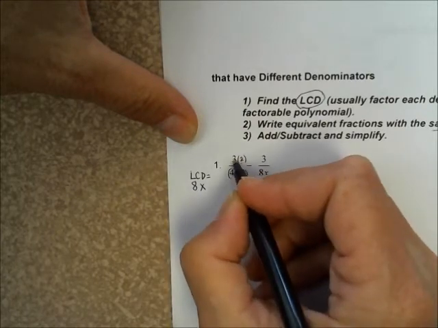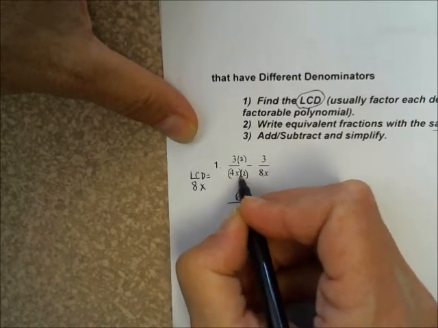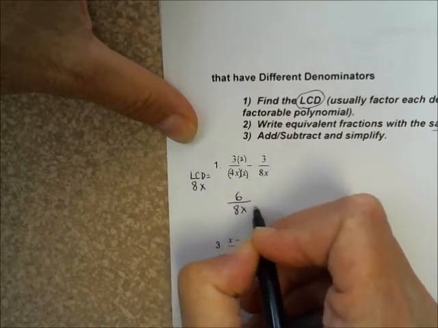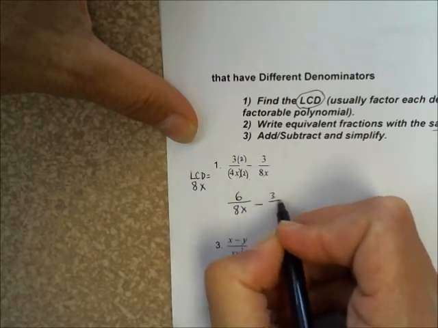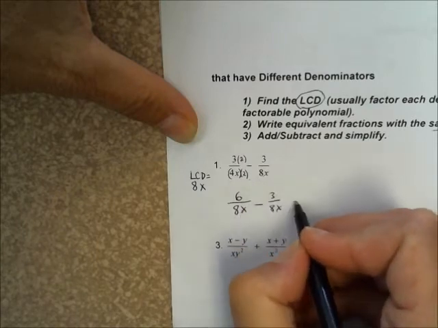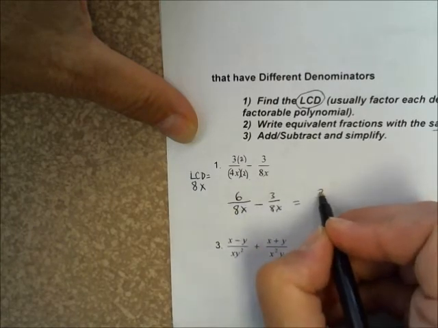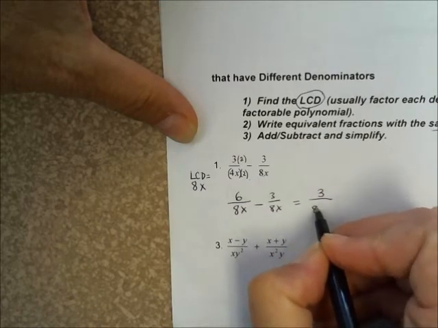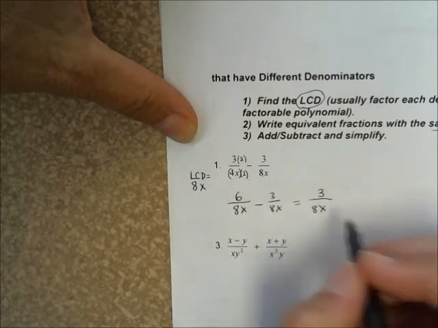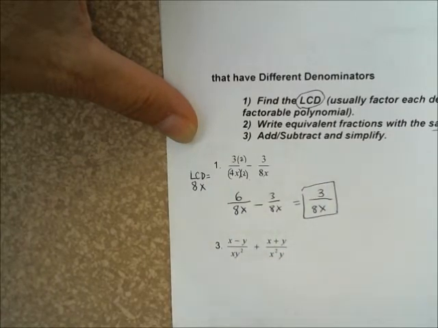And what that gives us is 3 times 2, which is 6, over 4x times 2, which is 8x, minus 3 over 8x. And now, with the same denominators, we just subtract the numerators. 6 minus 3 is 3, and you keep the 8x. And that's the end of that because it can't simplify at all.